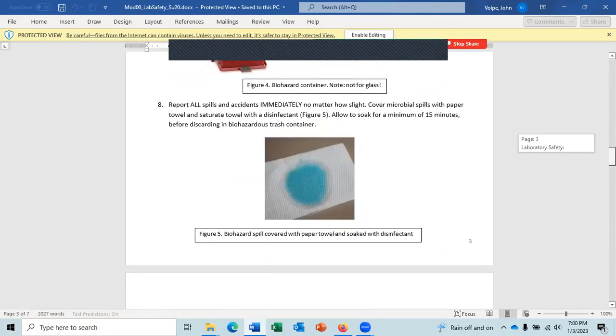Report all spills and accidents immediately. Cover with paper towel and then saturate the area with disinfectant and allow it to soak for 15 minutes. And then remove the biohazard spill, wipe it up with the paper towels.